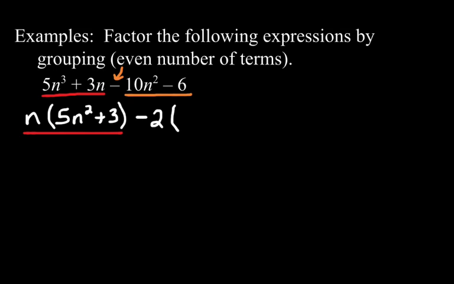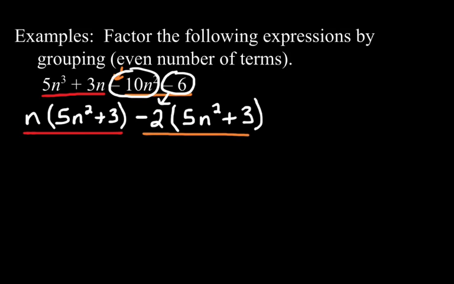So notice, it's really a negative 10. Let me undo that. It's a negative 10n squared. So when we divide by the negative 2, it's going to make it into a positive 5n squared. And then when we take this negative 6 and divide by the negative 2, we're going to get a plus 3. And now that is the one big second term that we have for the second half of our 4 original terms.